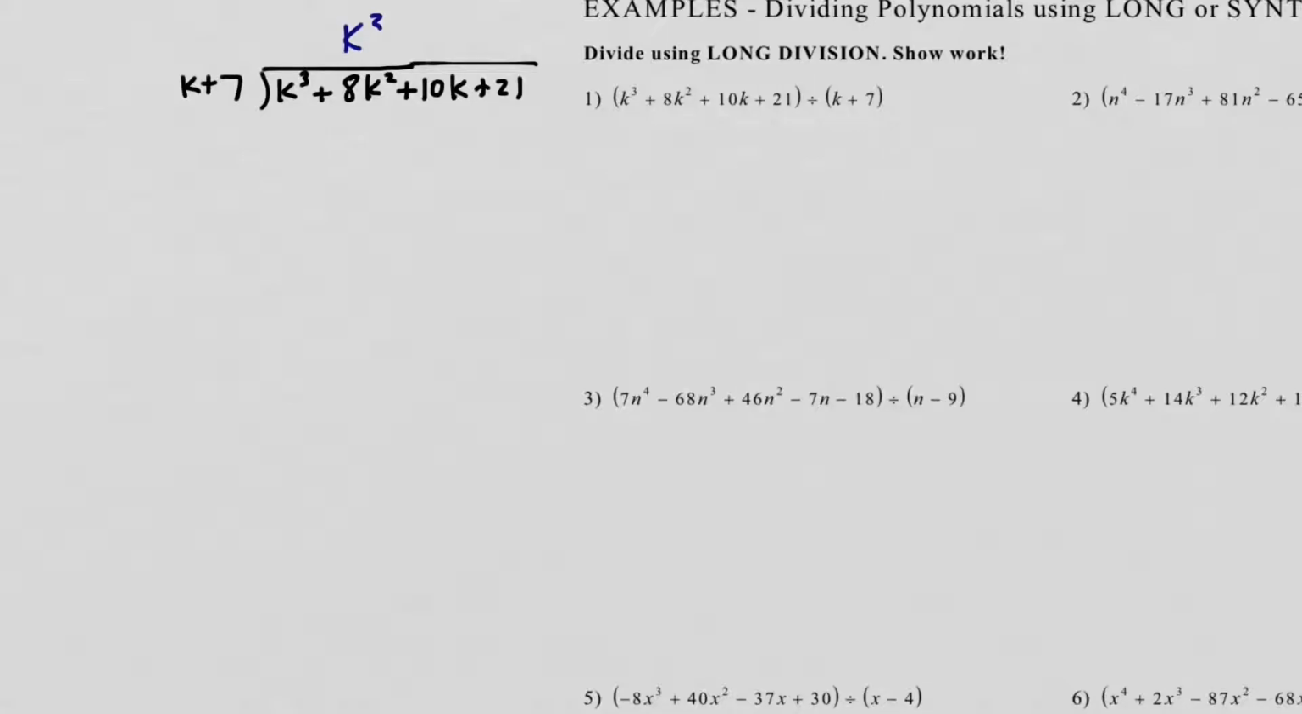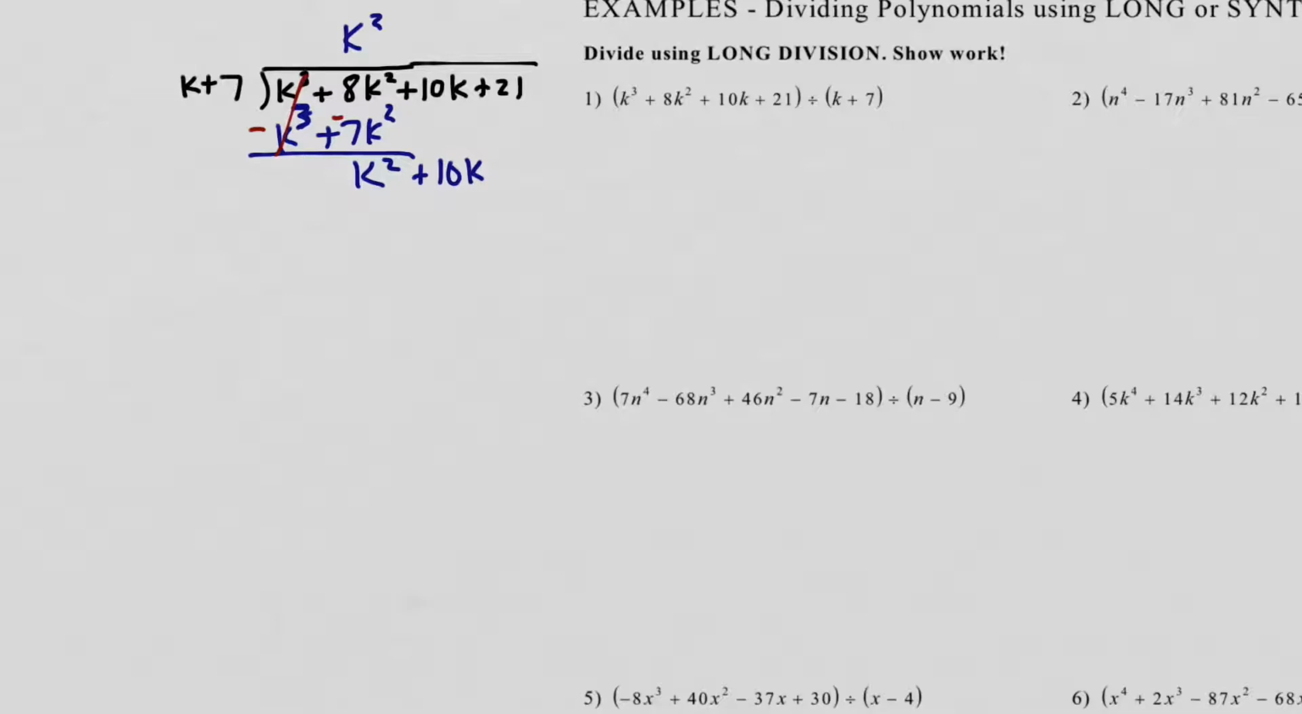K squared times k gives us k to the third. K squared times 7 is going to give us 7k squared. So now we're going to subtract. When you subtract polynomials, we're actually going to subtract each one of these. You just make them the opposite so that these k to the thirds cross out. We have 8k squared minus 7k squared gives us k squared, which is just 1. The next step would be to bring down 10k, and now we start the process over again.